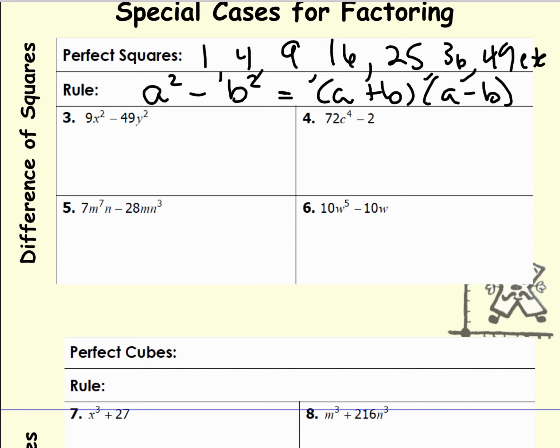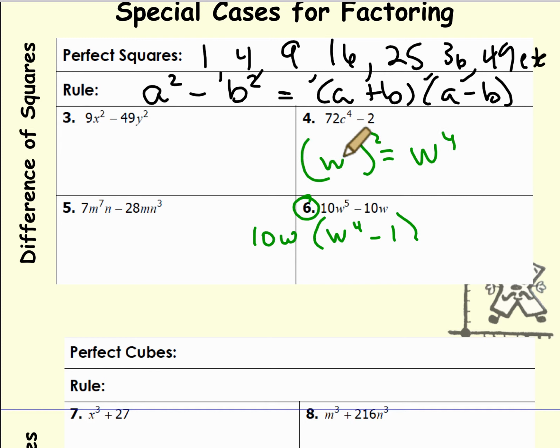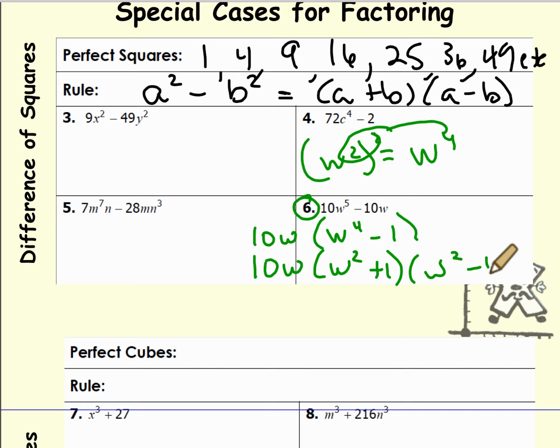Let's go over one more that's similar to that. So if I look at number 6, the common factor is 10w. And what am I left with? w to the 4th minus 1. For w to the 4th, I'm thinking to myself, what did I square to get w to the 4th? That would be w squared, because 2 times 2 makes 4. And 1 is a perfect square of 1. So this would be w squared plus 1 times w squared minus 1.